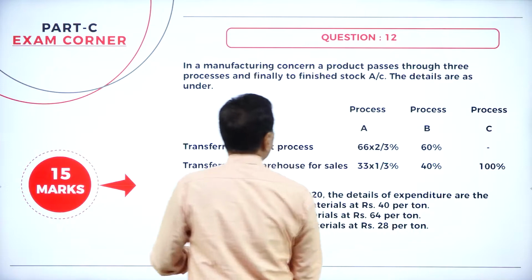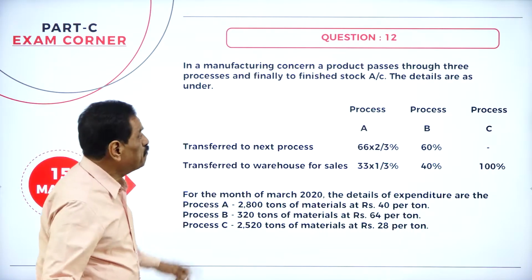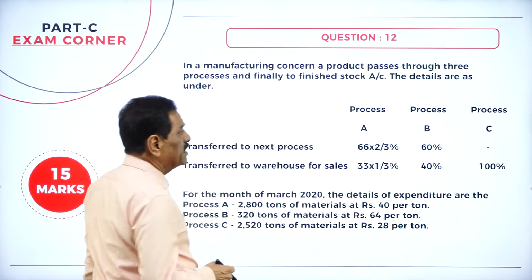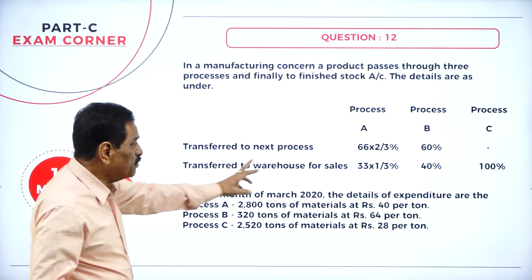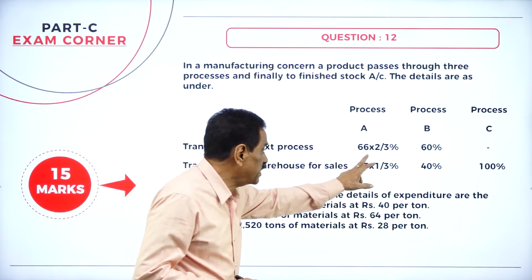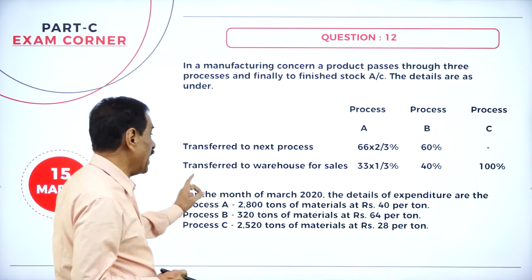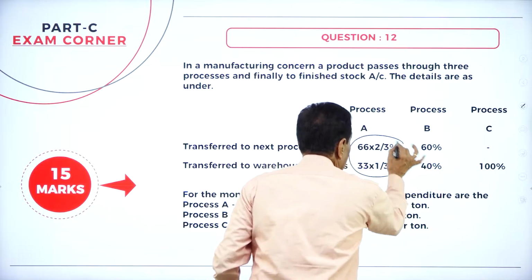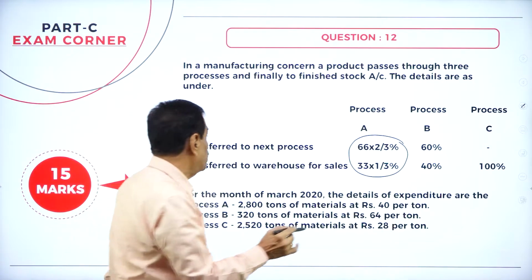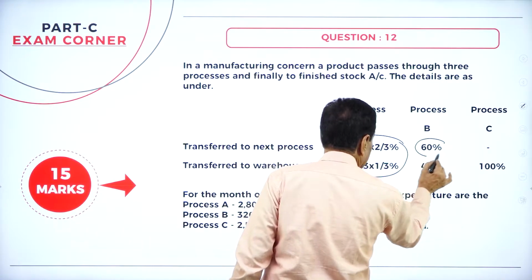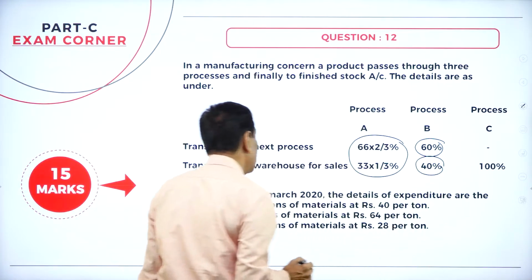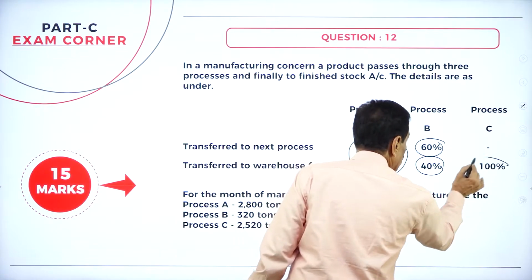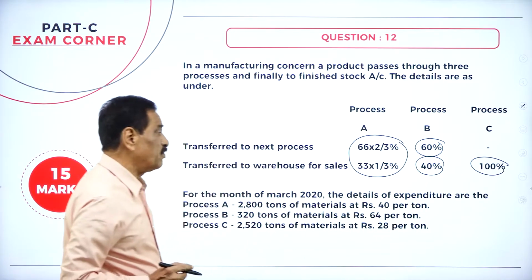In a manufacturing concern, a product passes through 3 processes and finally to finished stock. The details are as under. Transfer to next process, 66 2 by 3%. Transfer to warehouse, 33 1 by 3%. In the second process, only 60% will be transferred to the next process, and 40% is retained in the warehouse. Whereas in the finished product, 100% will go to the warehouse for sale.